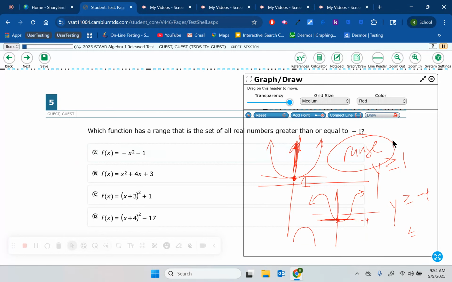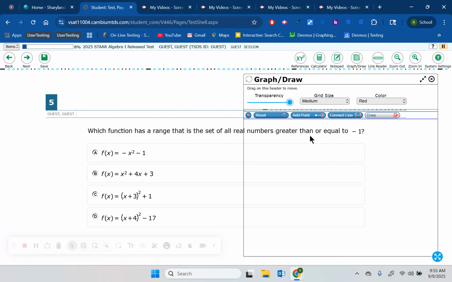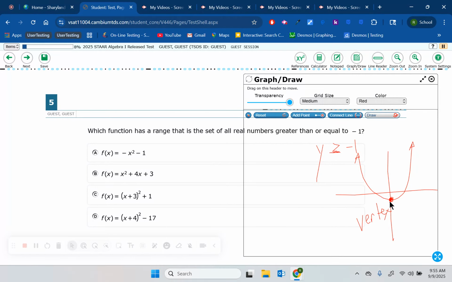Don't forget, range will be y. So in this case, f of x is my y. So we're looking for a graph where my y is greater than or equal to -1. So I'm looking for a graph probably like x squared, a quadratic that looks like this, and this is the lowest point, which is my vertex, where the y coordinate is -1. That's what I'm looking for.